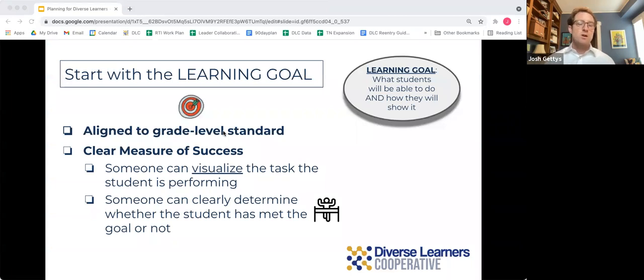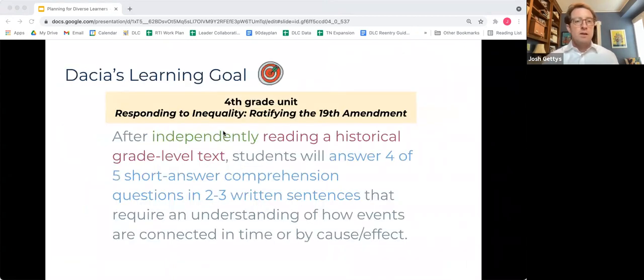So the first part is starting with the learning goal. I know a lot of us have spent time writing learning goals, so we just wanted to name 2 pieces. One is, is the goal aligned to the grade level standard, and two, is it really clear what the measures of success are? Could a stranger who's not familiar with this unit come in and visualize what success looks like? Will they know when the student passes the finish line? So really consider that as you're writing a learning goal. So Daisha's goal in this case, we're talking about a 4th grade unit about ratifying the 19th Amendment.